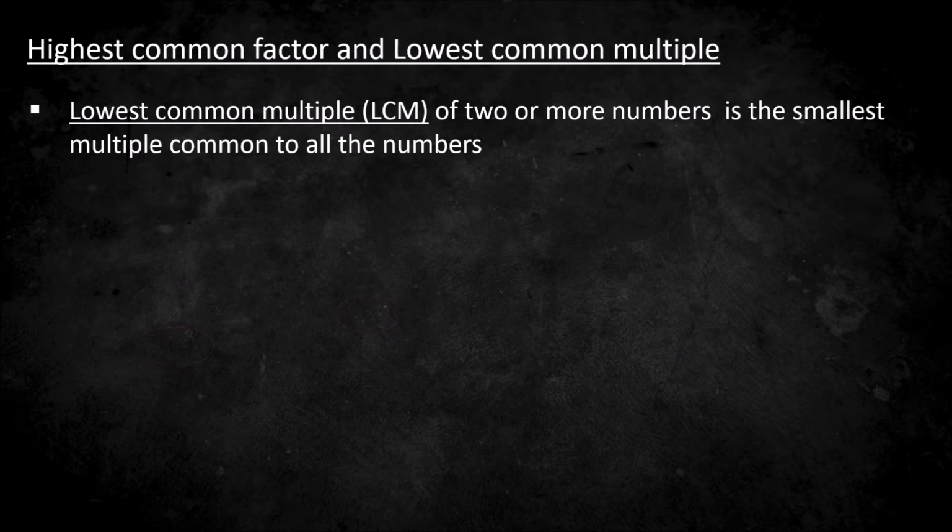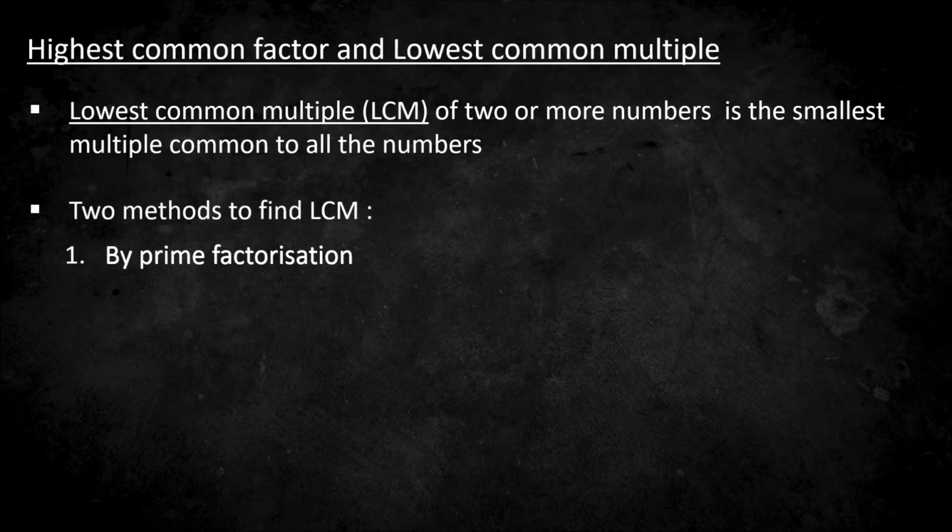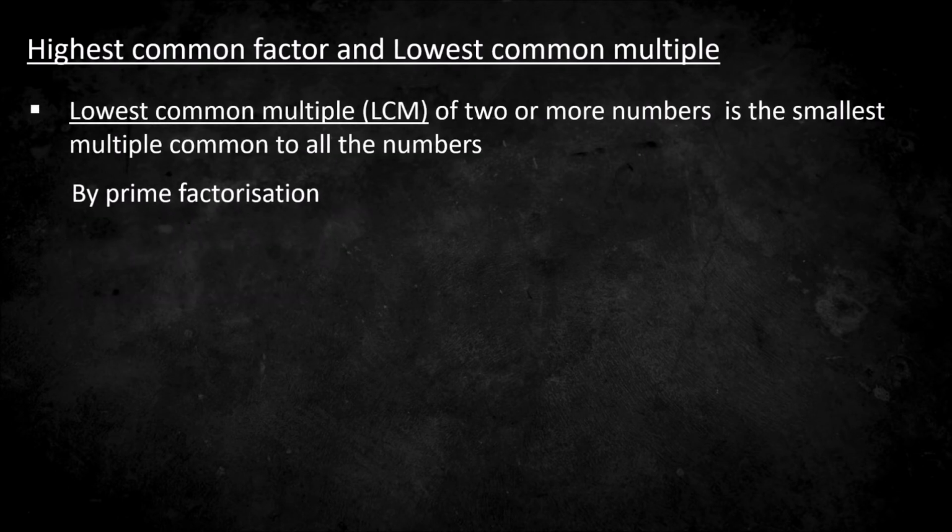There are two methods to find the lowest common multiple. They are by prime factorization, and by repeated division. Using 40 and 180 as example, we will demonstrate using prime factorization to find the lowest common multiple. We perform prime factorization on each of the numbers and express them in index form.